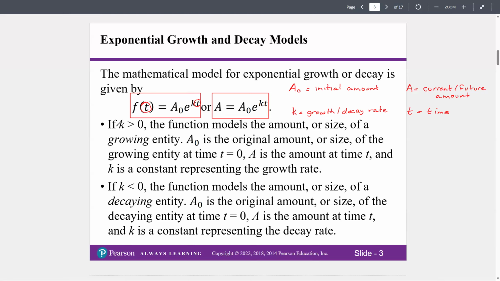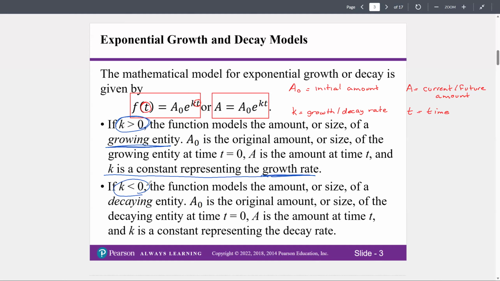If our k is positive, then our function is going to model growth. The function models the amount or size of a growing entity. A sub 0 is the original amount, the quantity at time 0, A is the amount at time t, and k is a constant representing a growth rate.